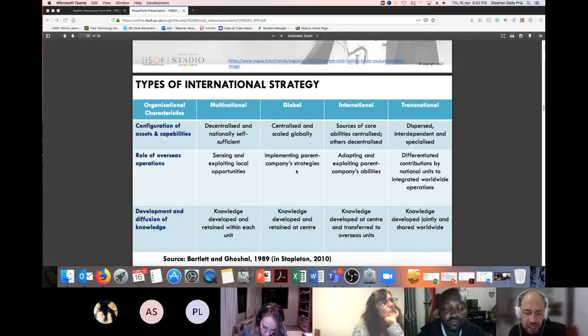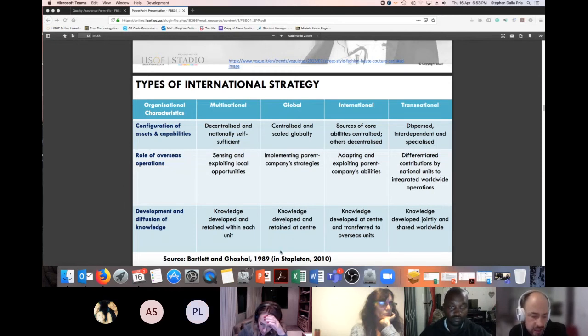Implementing a parent company's strategies. So again, Zara adopts the strategies of Inditex. Does that make sense? Zara does what Inditex plans for Zara, and that is to distribute internationally and to use fast fashion. And knowledge is developed and retained at the center. And again, that makes sense.